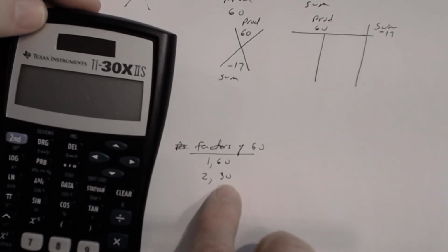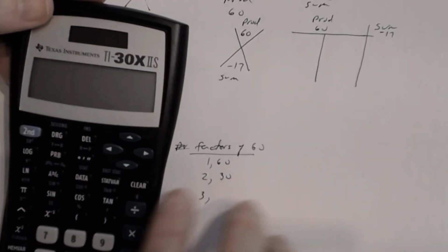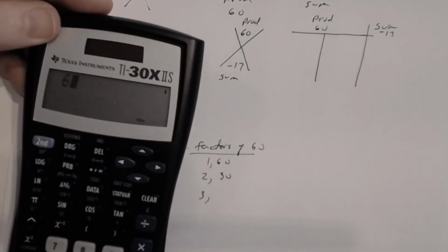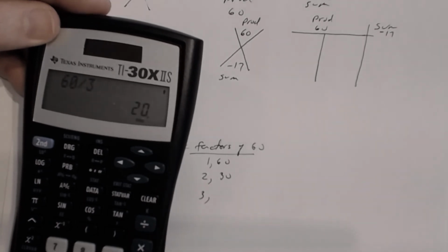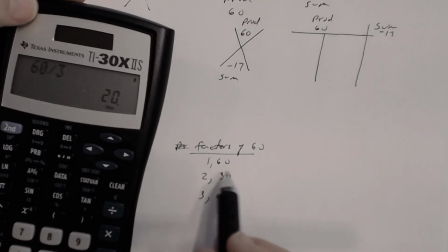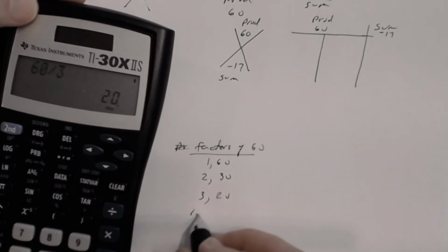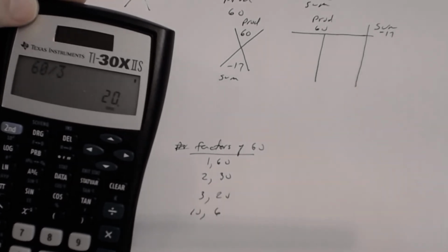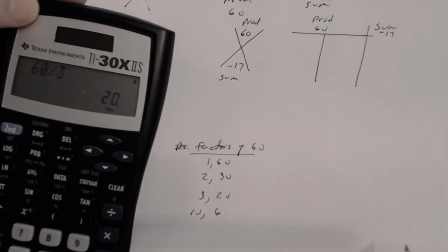And then you see this 30. Will 3 go into 30? Yeah. So I'm going to say 3 times what? Just be careful. Make sure you use your calculator. 60 divided by 3 is 20. Okay. What else can go into 30? Let's say 10. Y'all agree? So 10 times 6, right? 10 times 6. What else do you think?